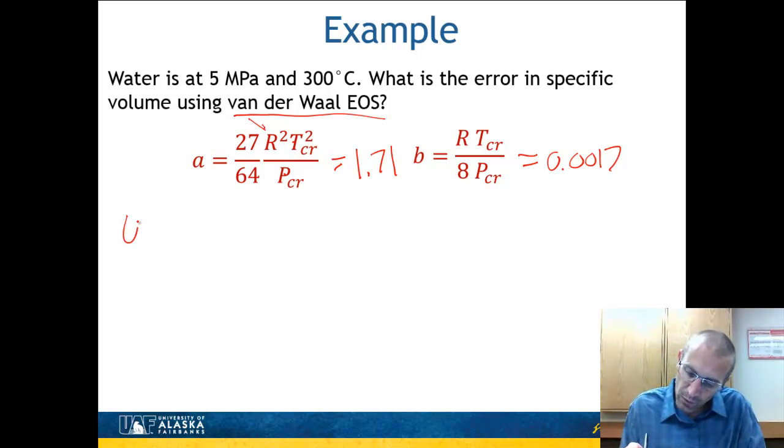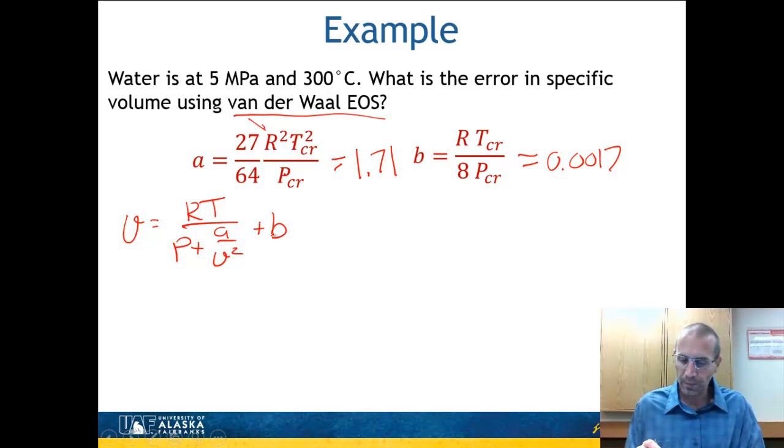So I'm going to rearrange the van der Waals equation to be V equal to RT over P plus A over V squared, plus B. Although I kind of run into a problem here. I'm trying to solve for V, but V appears on the right-hand side as well. In fact, no amount of rearrangement can isolate V on one side of the equation. So in order to solve this problem, I'm going to guess a value of V and put it in on the right-hand side, solve for a new value of V, and continue to iterate until I converge onto a single value. If you do that, it only takes a couple of times.